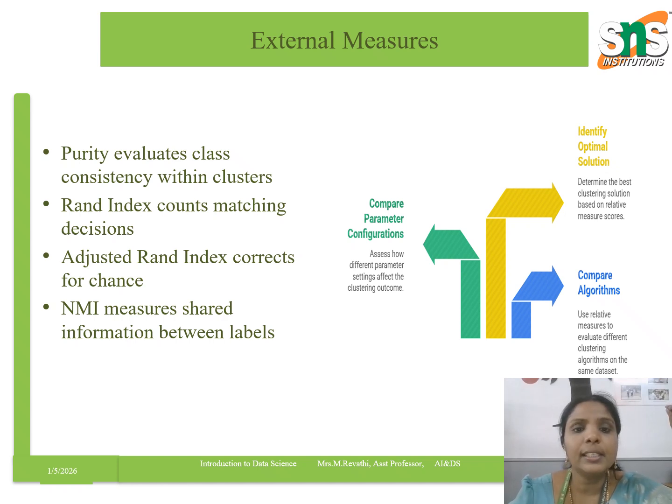Next, we see the external measures. External validation methods are used when we already know the correct class labels. They compare the clustering result with this ground truth. Purity measures how many data points in a cluster belong to the same class. The Rand index checks whether data point pairs are correctly grouped. The Adjusted Rand index improves the Rand index by removing random chance effects. Normalized mutual information measures how much information is shared between true labels and cluster labels. External measures are very useful for benchmarking and academic evaluations.